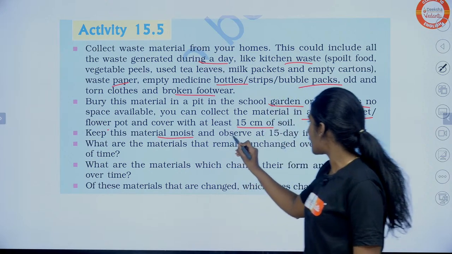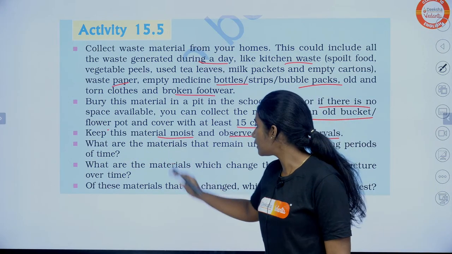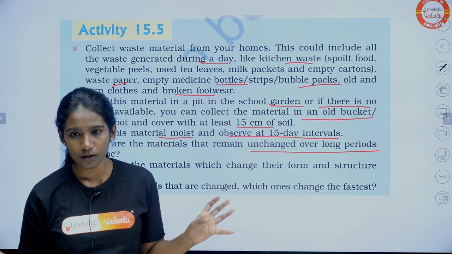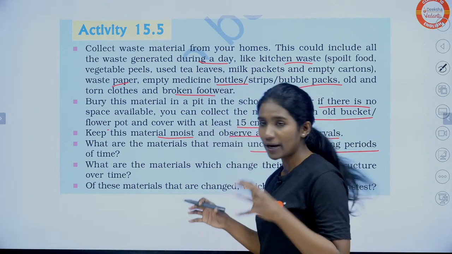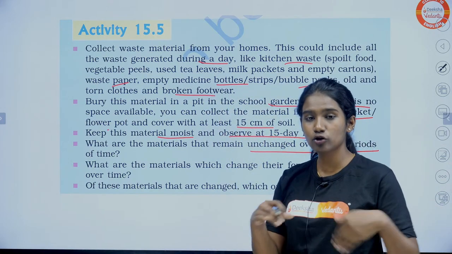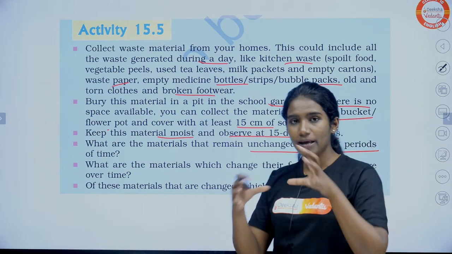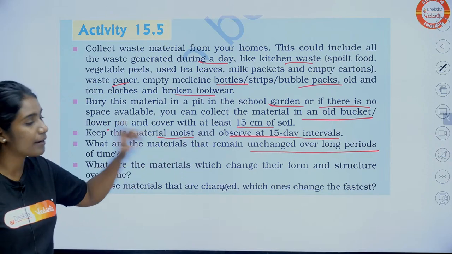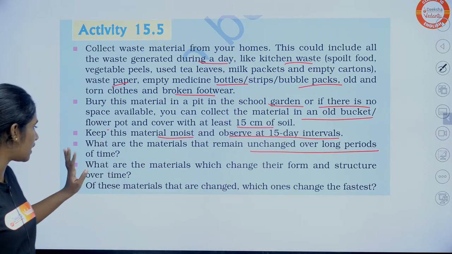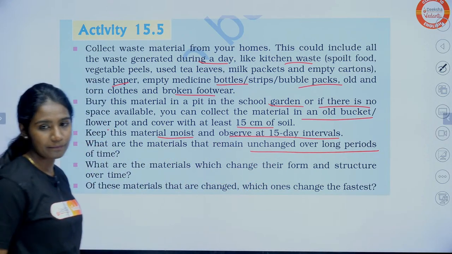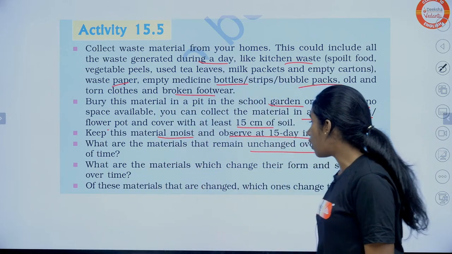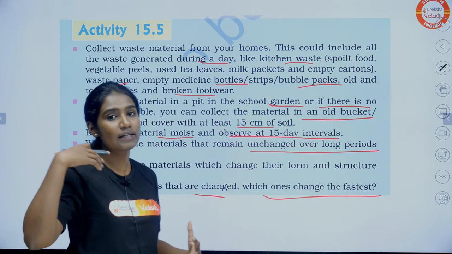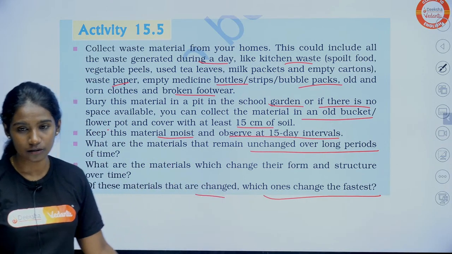Keep this material moist and observe after 15 days. After 15 days, what are the materials that remain unchanged over a longer period of time? So you have to collect both dry waste and wet waste. And then what are you supposed to do? Bury them in your school ground, if there is any free area in your school, or else take a pot, place the waste and cover it with soil and let it stay for 15 days. After 15 days, you will have to check which materials remain unchanged, which change their form and structure over time, and of those that changed, which one changes faster. You will have to notice that.